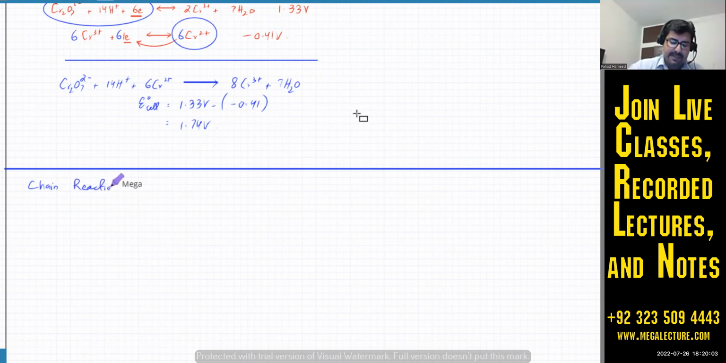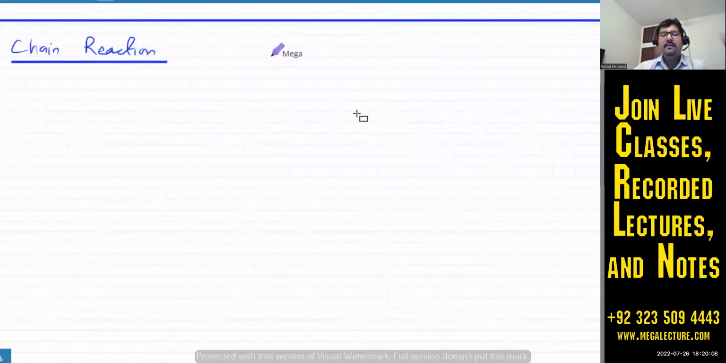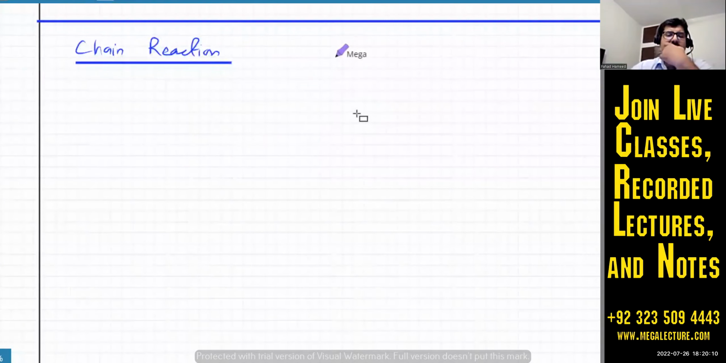But the concept is exactly the same. So chain reaction is that you're going to have a first reaction and then you're going to have a second reaction. So there's going to be a follow-up reaction as well.